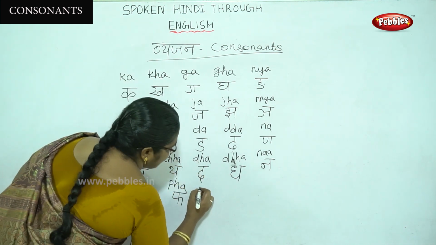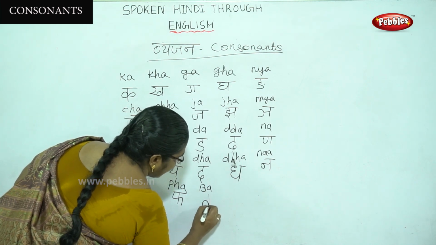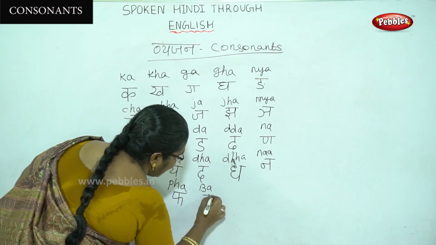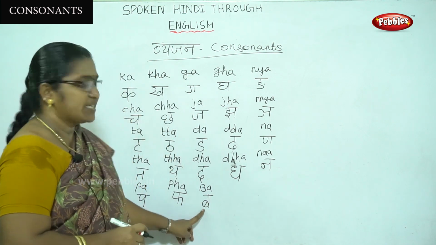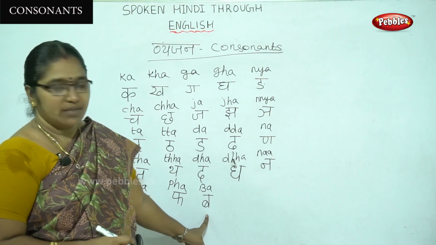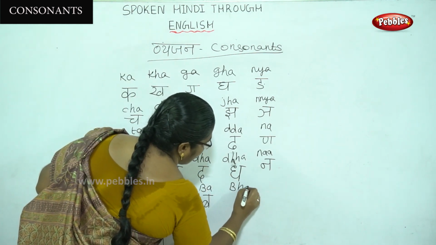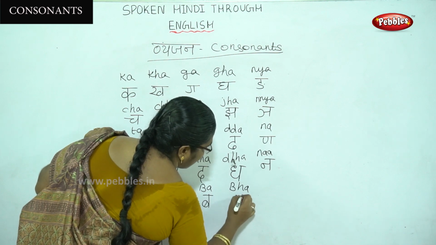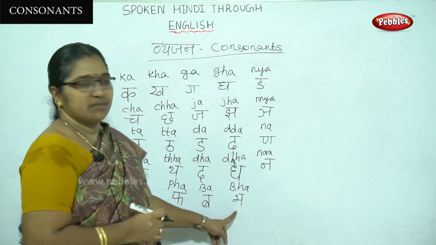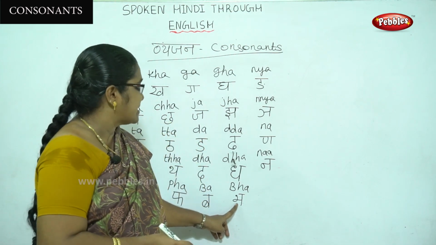The next one is ba. Ba, simply we can write as d and put a dash here. This is called ba. The next one is bha. Okay, Bharat, Bharatiya. For that we have to use this bha.